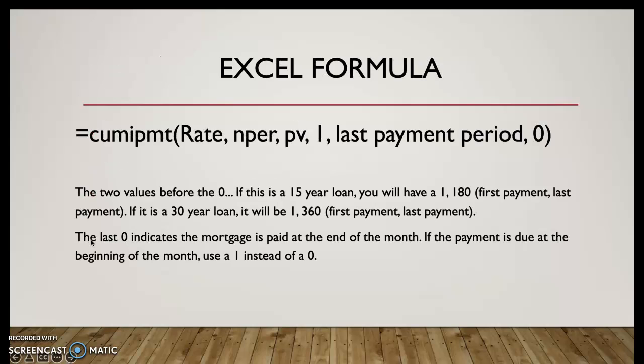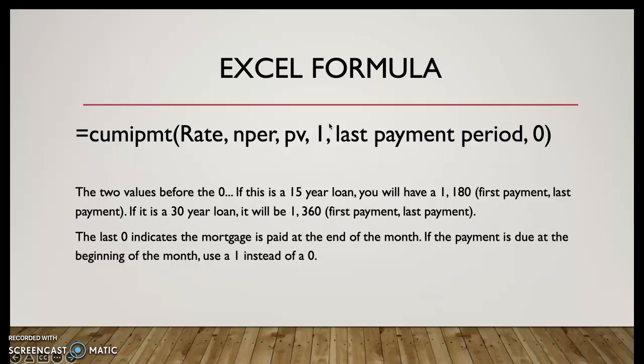Now, the Excel formula is a little confusing. You have your cumulative interest payment, CUMIPMT, and then the monthly interest rate, the total number of periods, PV. The first three are pretty easy. It's the last three that I want to focus on. So the two values before the zero. If you have a 15-year loan, 12 times 15 is 180, right? 12 payments a year for 15 years. So you will have 180 payments.